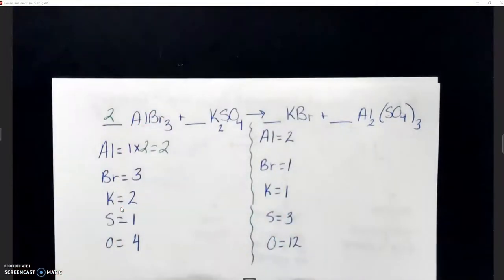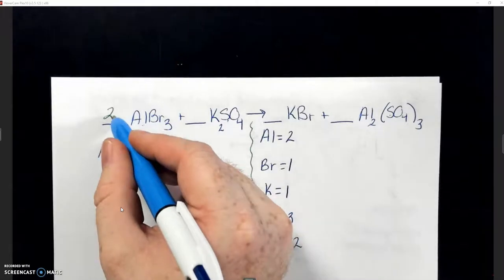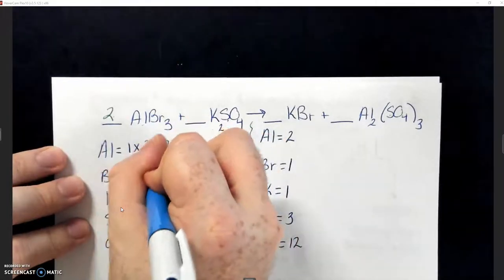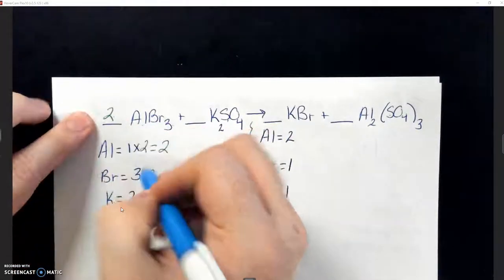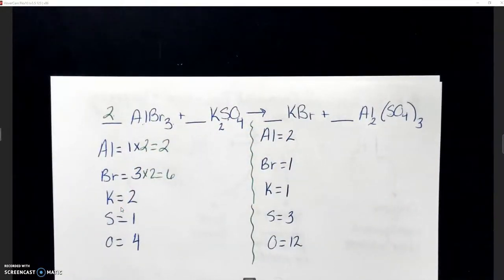There's 2 aluminums there. But I also changed the bromines as well, okay? Because this 2 coefficient out in front applies to bromine, and I now have 3 times 2 bromines, which is 6 bromines on that side. So the aluminums are taken care of. Let's go down the list now. Let's do the bromines. Let's try those.